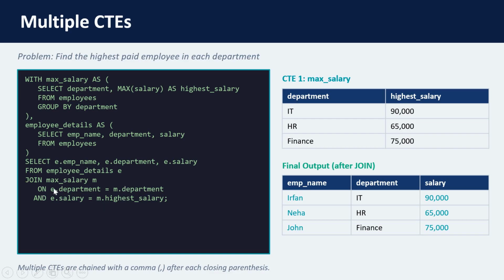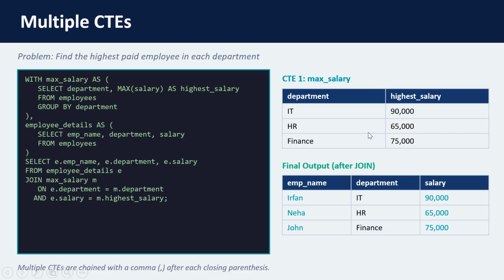So we are performing the join on them, and here we are saying ON E.department equals M.department and E.salary equals M.highest_salary. So employee_detail will be E and max_salary will be M. So it's a kind of self-join operation that we are performing, okay, on a single table, through the CTEs, right? So through the CTEs, what do we get? First we get the max salary.